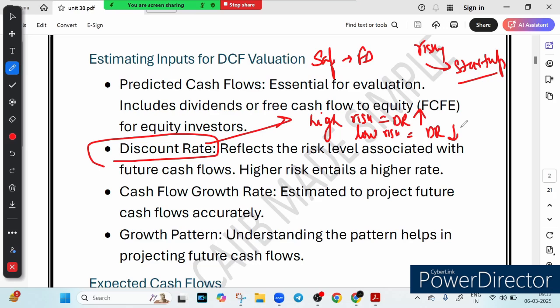Think of it like lending money to two friends. One is super responsible and the other is always broke. So you will charge the risky friend more interest, right? That is exactly how the discount rate works. So I hope this is clear now. We have talked about it earlier also.